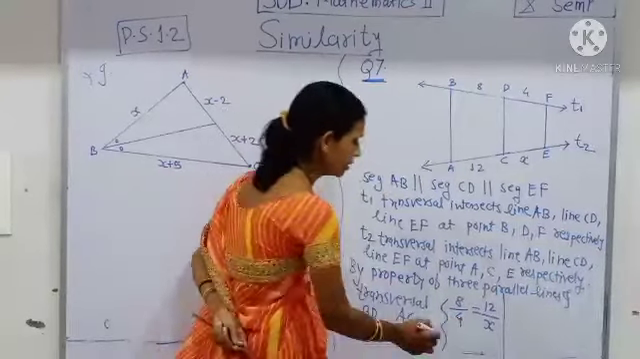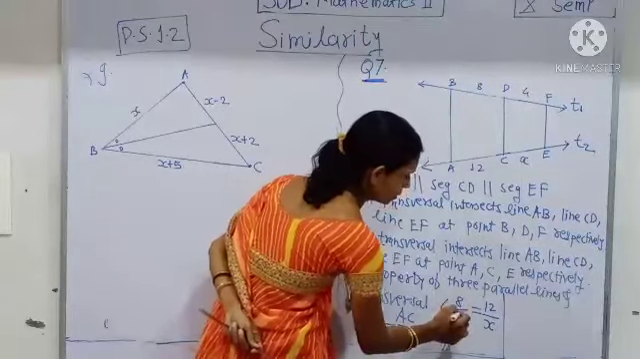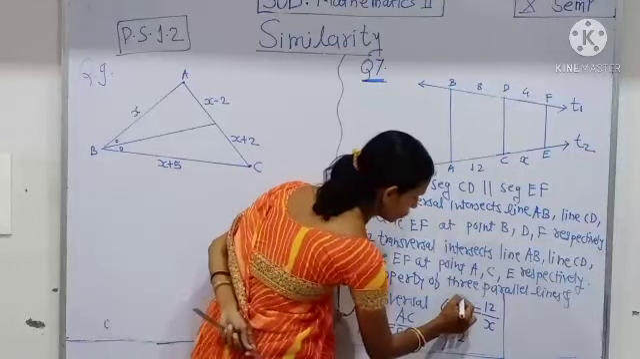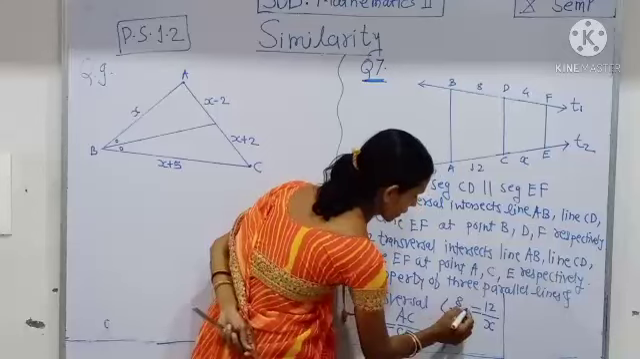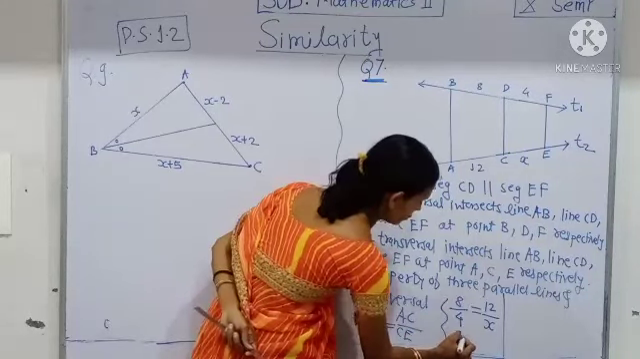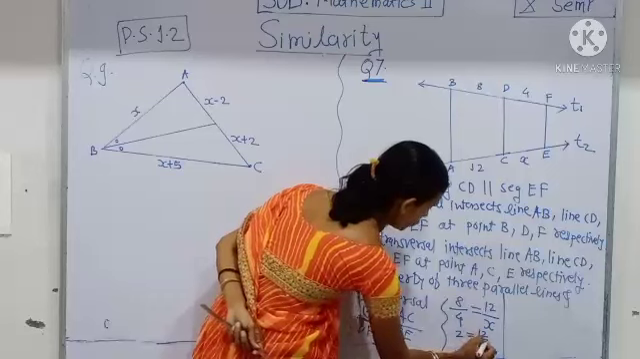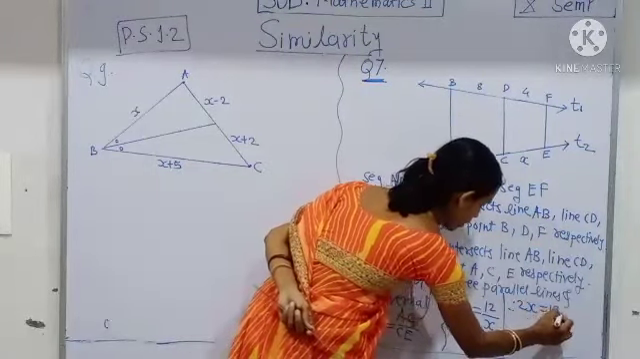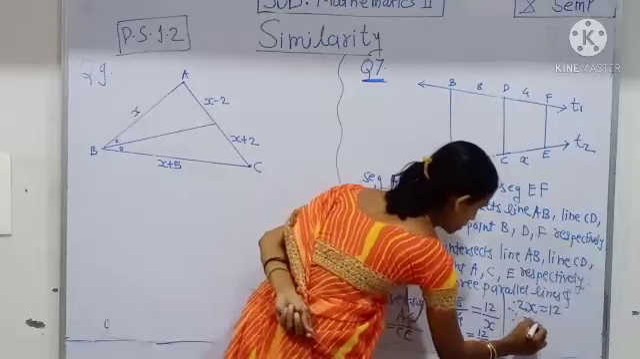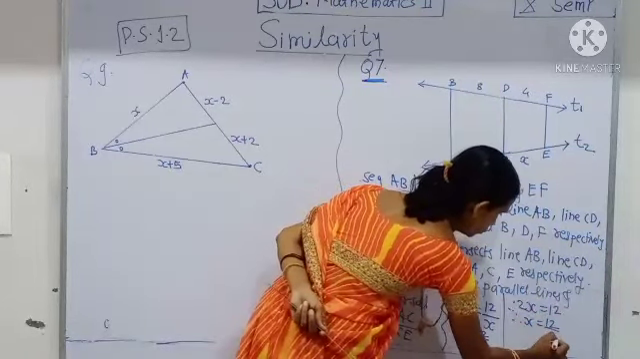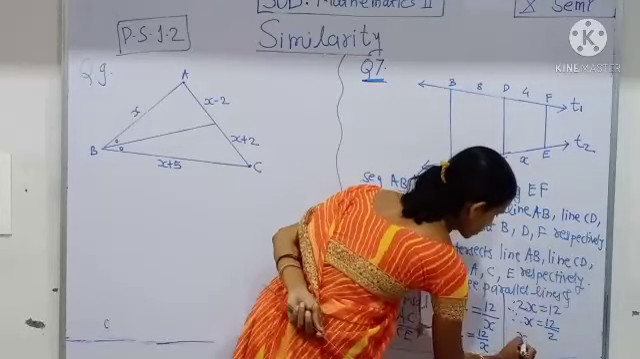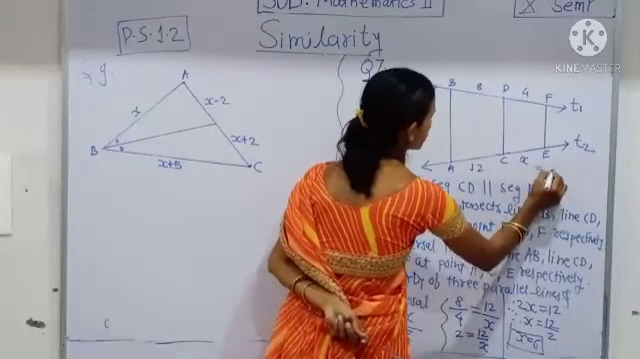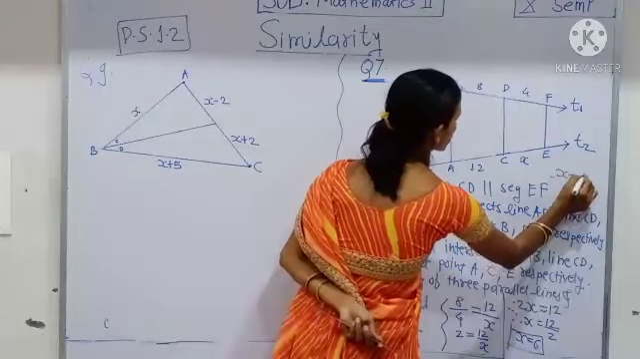Therefore, to solve this, we will get the value of x. Then simplifying this equation, we get 4 ones are 4, that is 4 twos are 8. Therefore 2 is equals to 12 upon x. Therefore 2x is equals to 12. Therefore x is equals to 12 upon 2. Therefore x is equals to 6. That means here value of x is equals to 6.